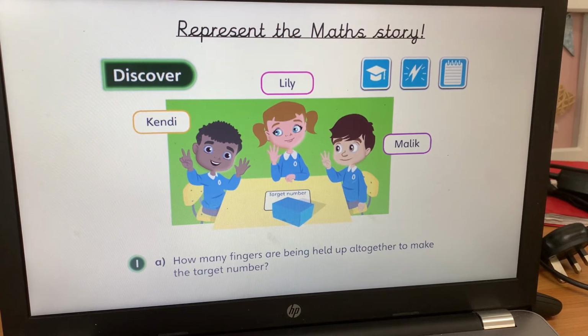And we can do that by drawing on our pieces of paper. You might draw dots, you might draw stars, you might draw dashes. Think about how you're going to represent those numbers.